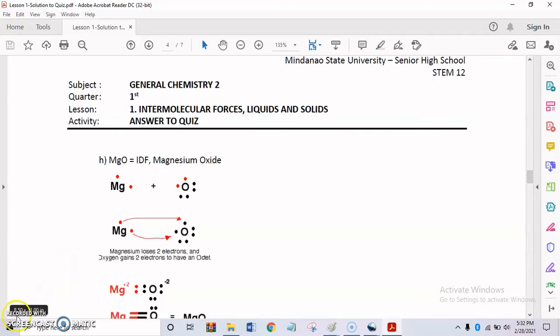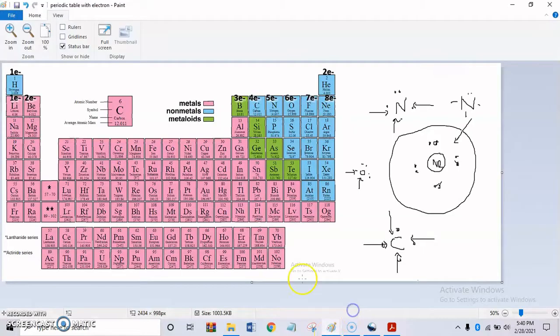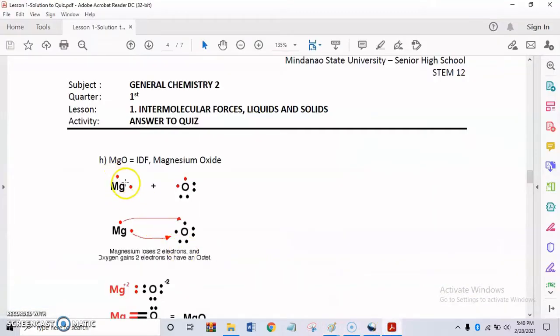Next, let's proceed to magnesium oxide. Magnesium and oxygen. Magnesium has 2 electrons. Okay? That is why it looks like this. It has 2 electrons readily available for oxygen, which has 2 electrons that can still be filled.